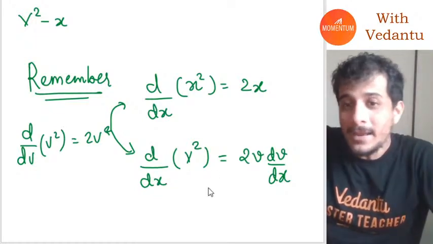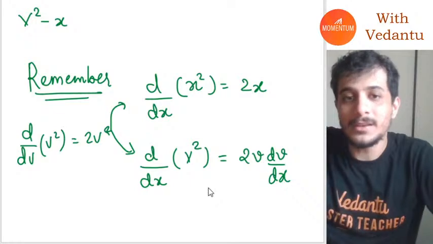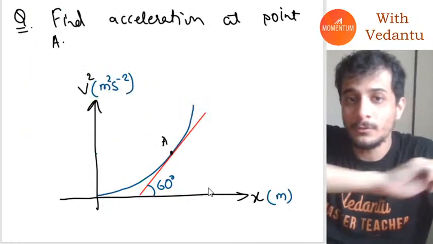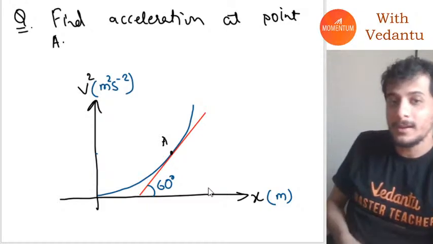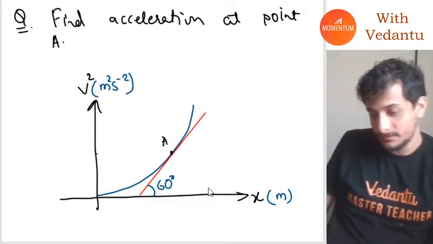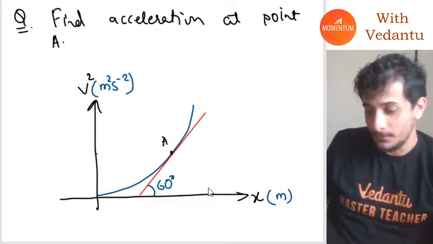Now based on this, guys, you can very simply solve this question. Try to solve this question on your own. Find the acceleration of the particle at point A. Everybody should be able to solve.